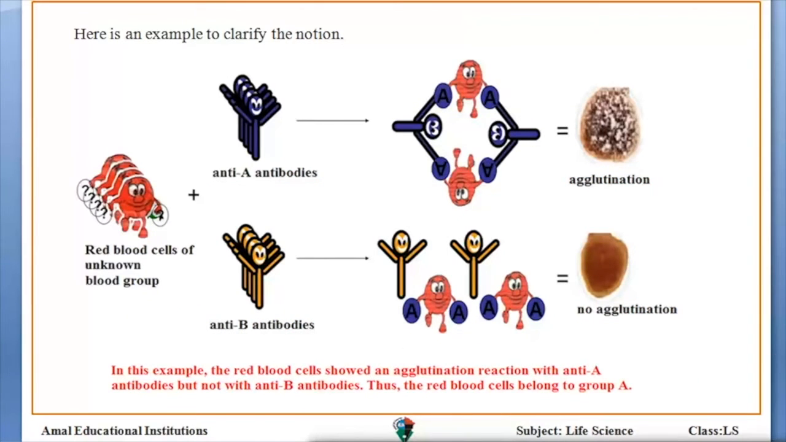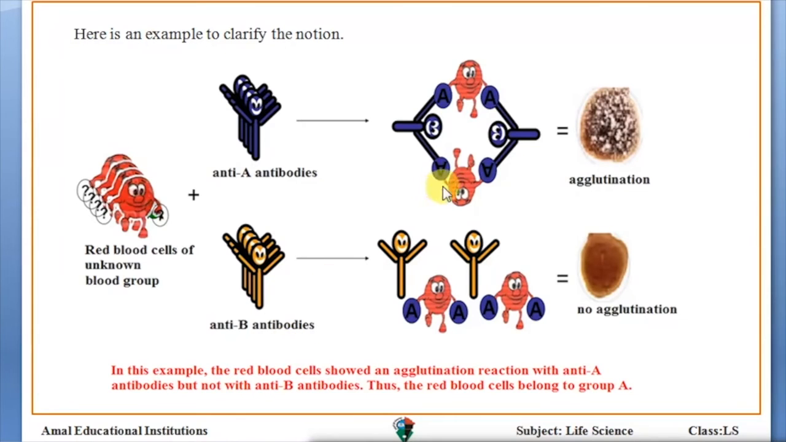Here is another example to clarify the notion. Red blood cells are taken from an unknown group. These are the red blood cells. The group is unknown. It is mixed with two different serum having anti-A antibody and anti-B antibody. Let us observe the result in each case.